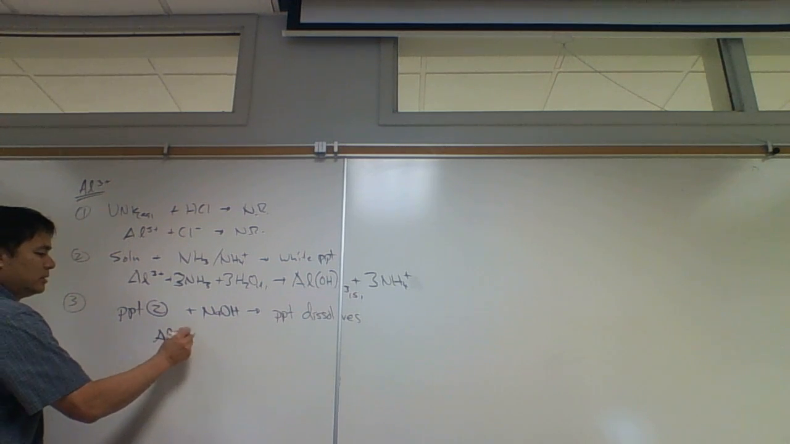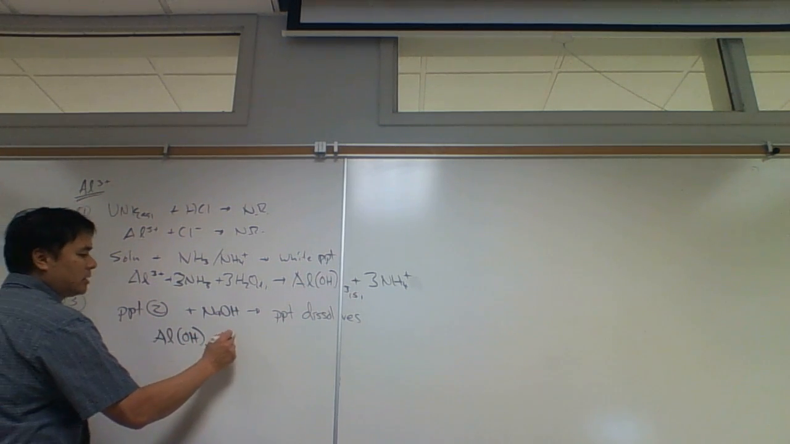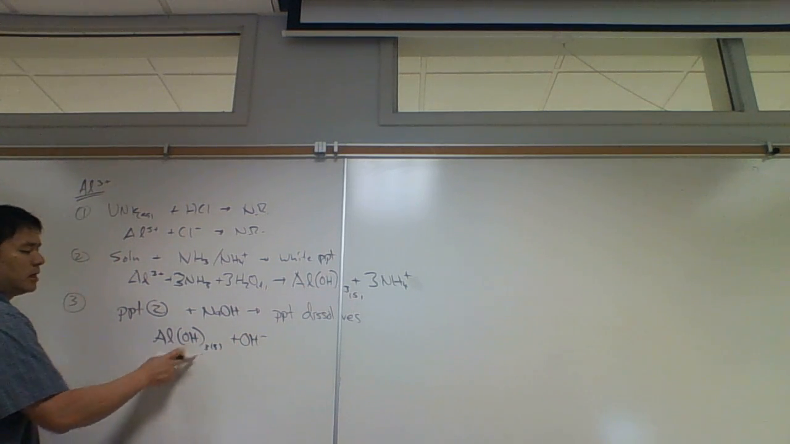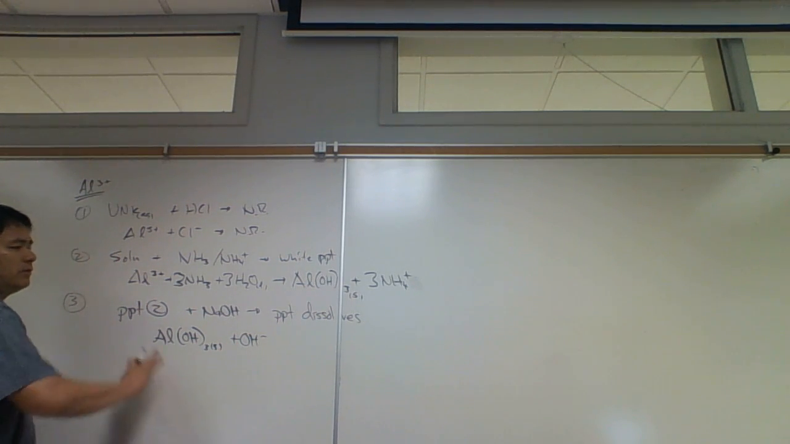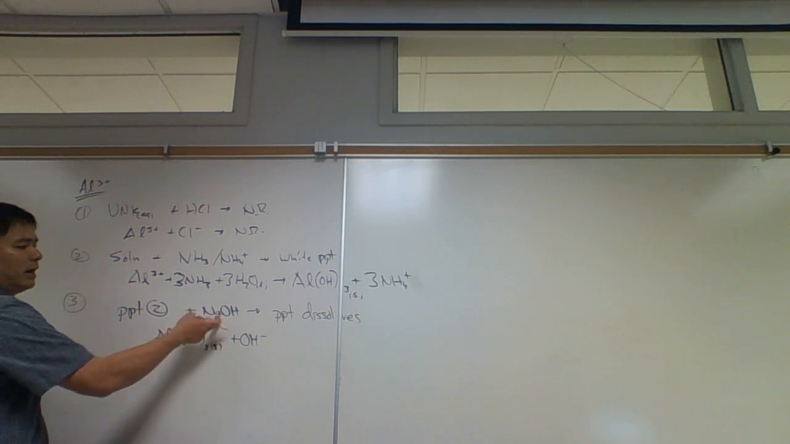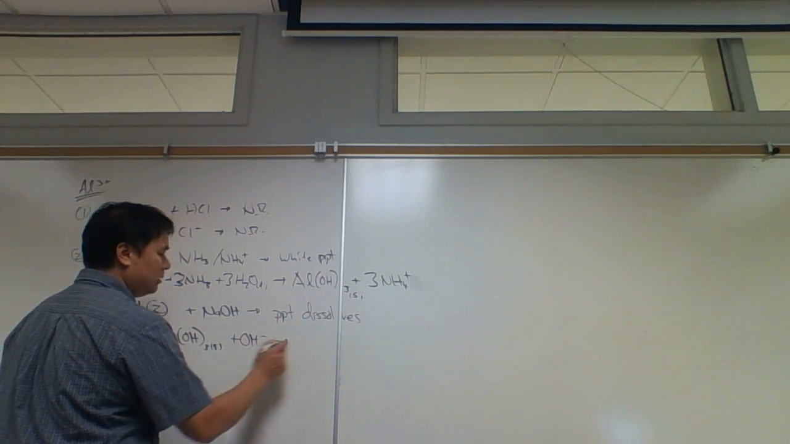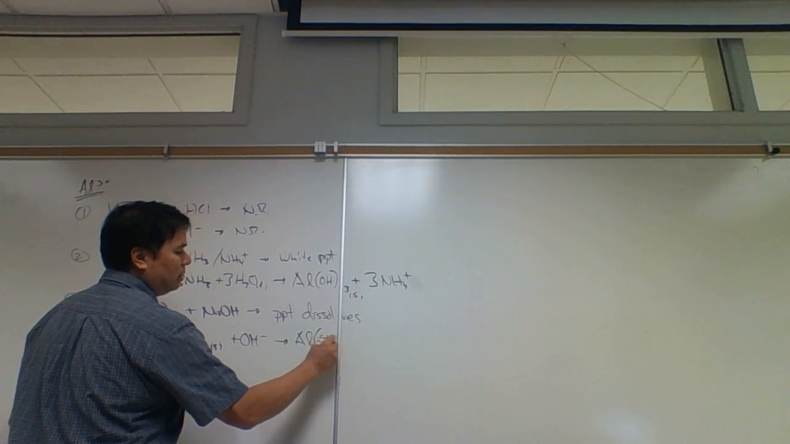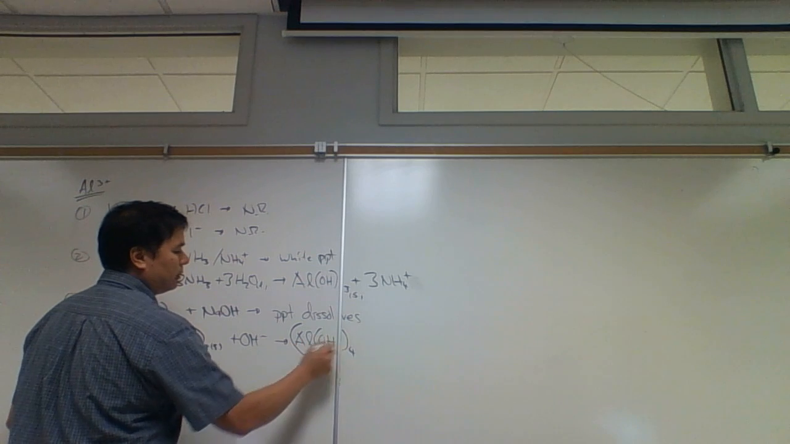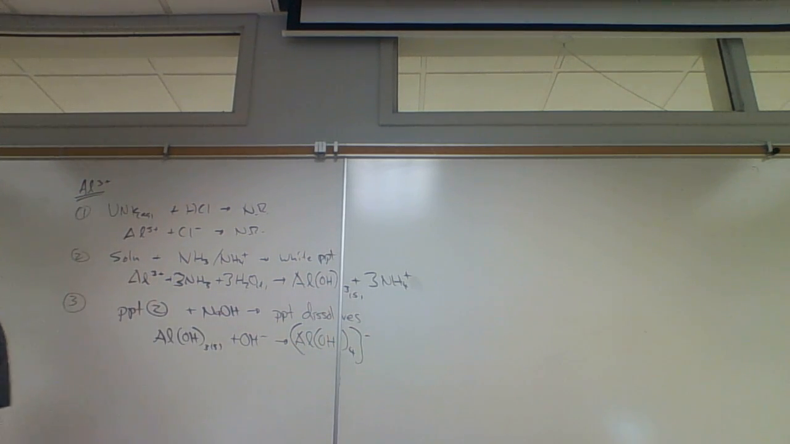And so the equation for this is aluminum hydroxide solid plus an extra hydroxide. The extra hydroxide will act as a ligand. Now we've separated out the magnesium and the other group 2 and group 1 cations. And so in this case, the hydroxide will attack the aluminum to form the complex. What's this complex called? Tetrahydroxoaluminate.